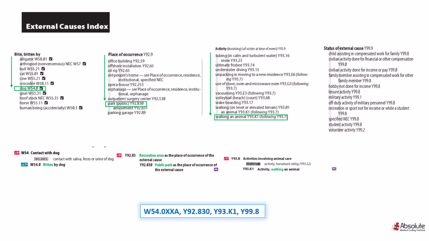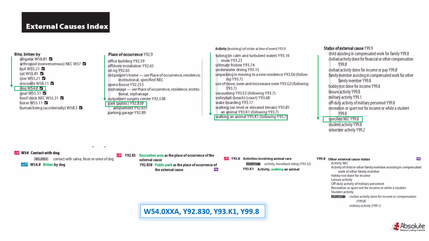Y93.K1 is for activity, walking an animal. Lastly, status of external cause. You can go under status of external cause and select other specified. That would be Y99.8. And you have all the activities listed under Y99.8 over here. It includes your leisure activity, it includes recreational sports activities, student activity, everything. And this is your final answer.